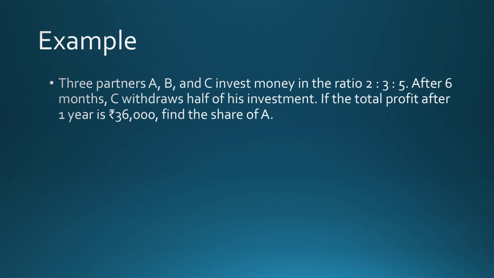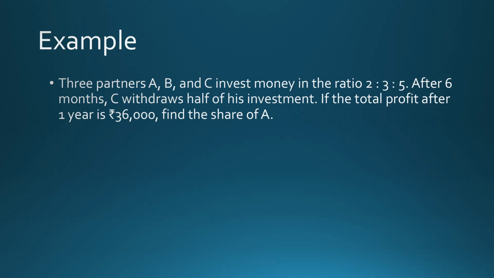Three partners A, B, C invest money in the ratio 2:3:5. After 6 months, C withdraws half of his investment. If the total profit after 1 year is rupees 36,000, find the share of A. Okay, so three partners are investing. Their ratio is given 2:3:5. After 6 months, what happened? C withdraws half of his investment. So he is investing only half of what he invested initially, and now it's given that the total profit is 36,000. So find the share of A.